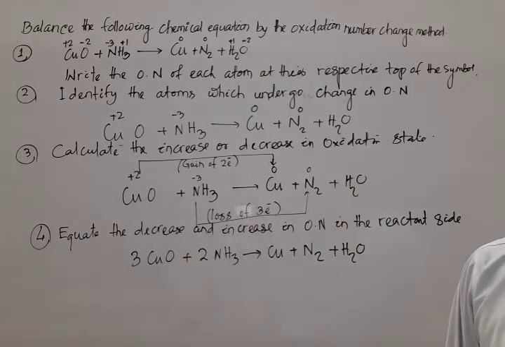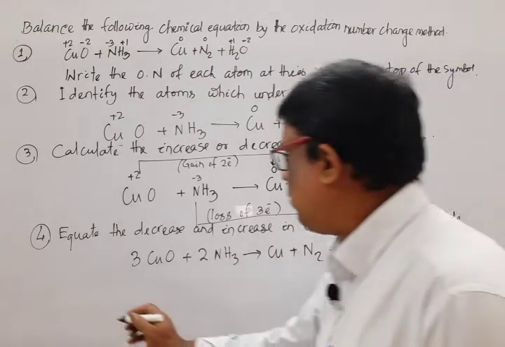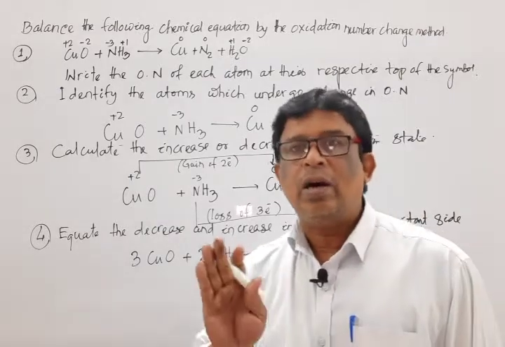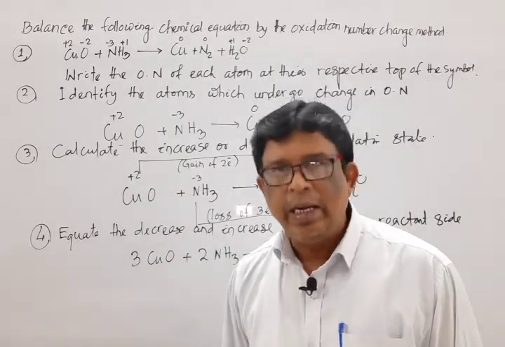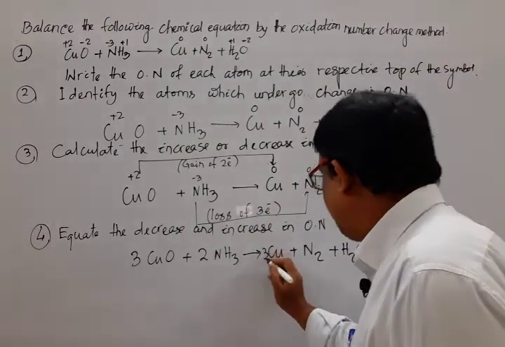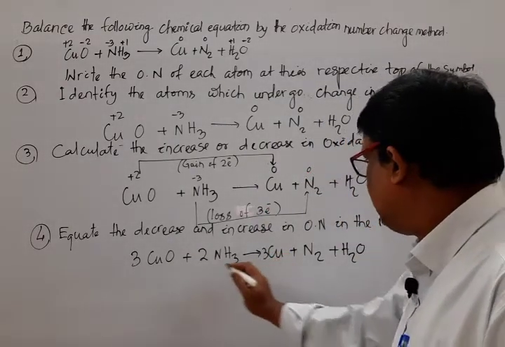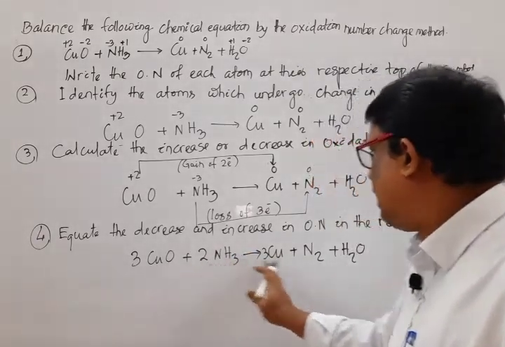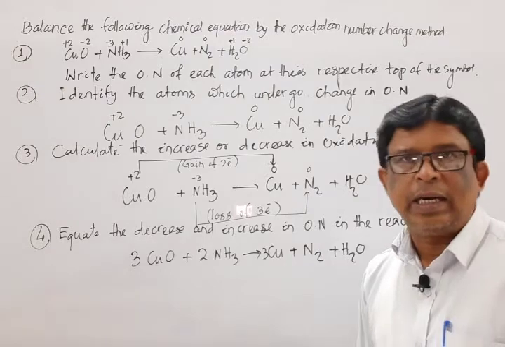Next step is to balance the number of atoms. Balance the number of atoms other than hydrogen and oxygen by hit and trial method. Mark that. So multiply 3 here. So, other than oxygen and hydrogen, that means copper and nitrogen are balanced by hit and trial method.